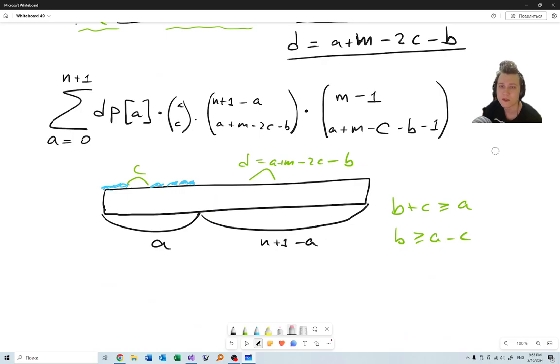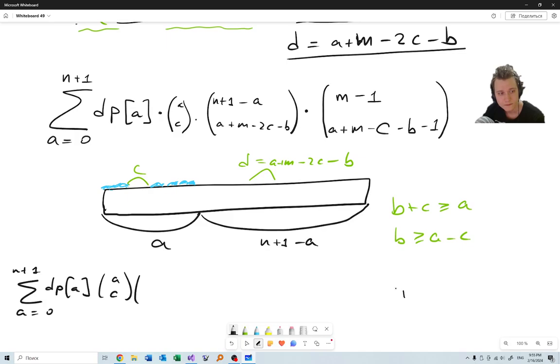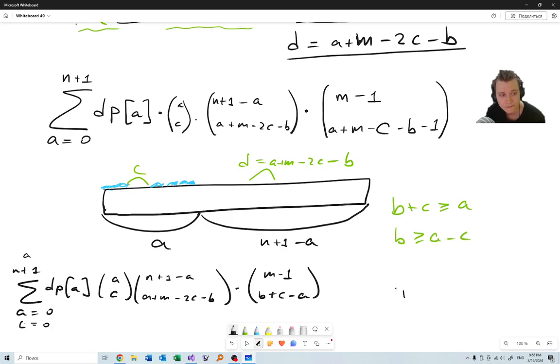Now let's replace it, of course, with a more appropriate sum. So dp a times dp c times n plus 1 minus a choose a plus m minus 2c minus b, times choose m minus 1 and b plus c minus a. And the sum is also here over all possible c's from 0 to A. Well, this is bad. Okay, I can sum over all possible A's, but then I sum over all possible C's.